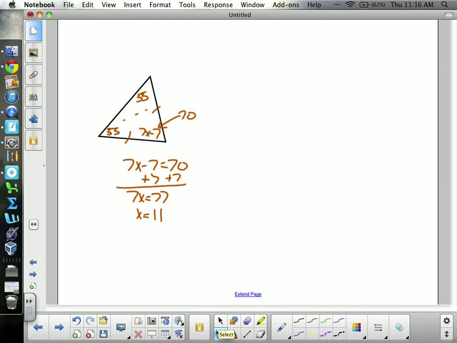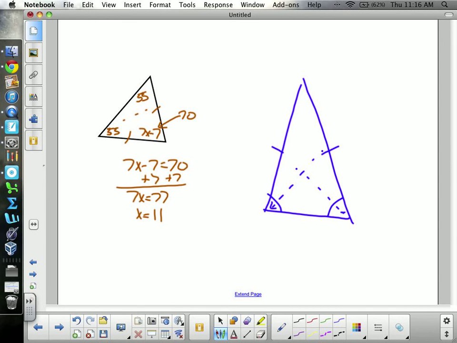70, yeah. Because these two add up to 110, leaving me 70 degrees. Again, anytime I have an isosceles triangle, if these two sides are congruent, then the angles opposite those sides are the congruent angles, and these are my base angles.